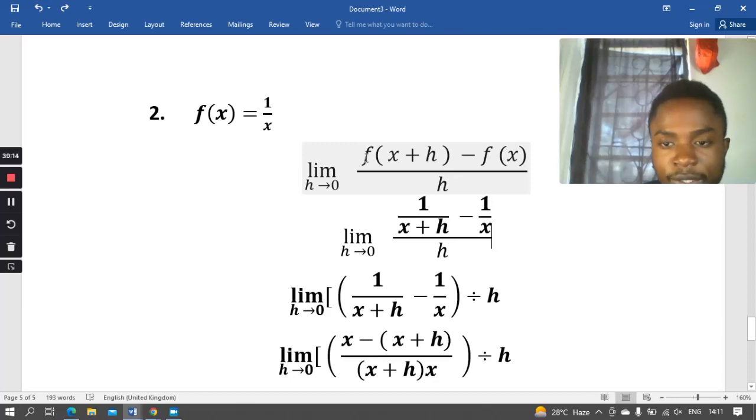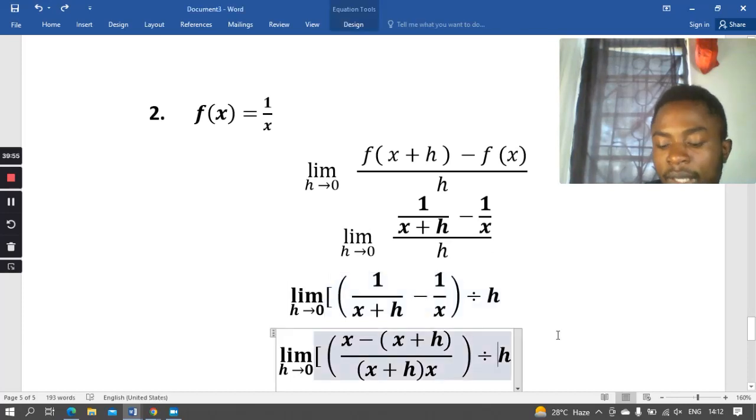So, the first thing you're going to do is write the formula. It is f of x plus h minus f of x, over h. For the first part, where there is x in f of x, you replace it with x plus h. So it becomes 1 over x plus h, minus f of x, which is just that one. So we have put it there, then over h from the formula.